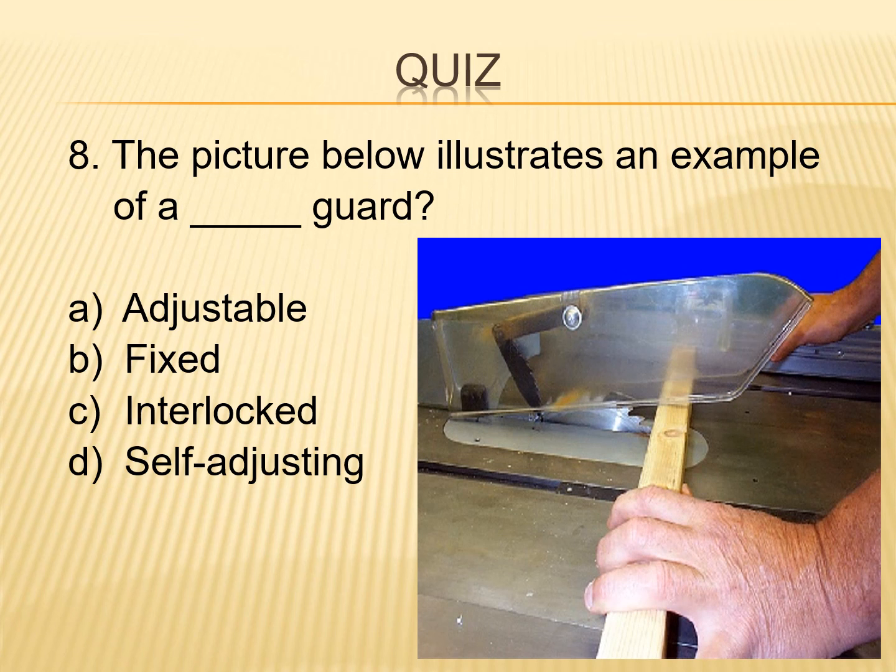Question 8. The picture below illustrates an example of a blank guard. A, adjustable, B, fixed, C, interlocked, D, self-adjusting. And again, this is the guard they're referencing. They want to know what type of guard that is.